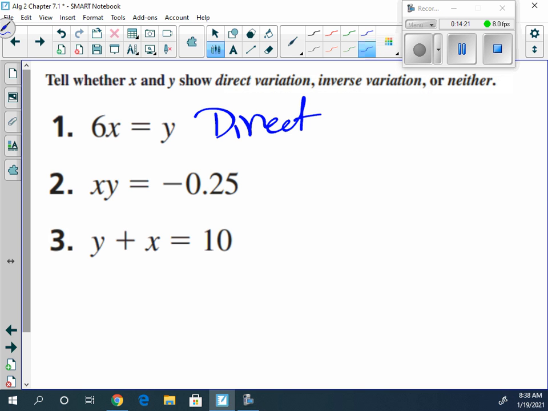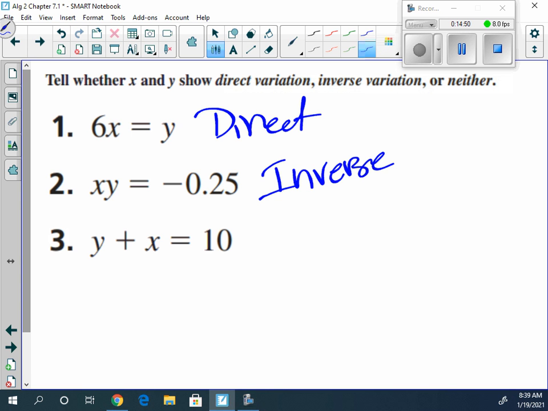How about number 2? I would agree. Because again, when we look at these here, one of our inverse forms, the way we wrote it, was x times y is equal to a. Here we have x times y is equal to negative 0.25. Well, negative 0.25 is our a, so it's just matching it up with this here. Questions on this here so far?